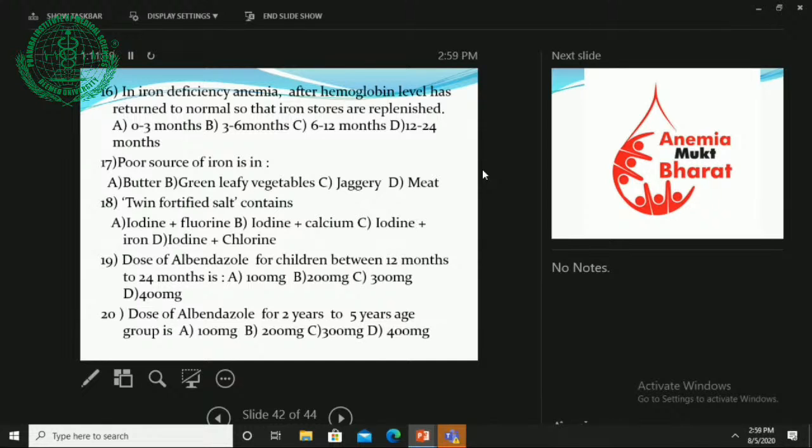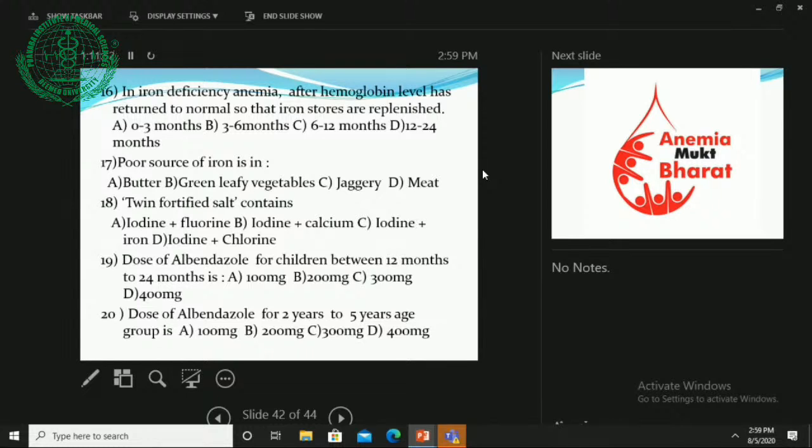Dose of albendazole for children between 12 months to 24 months is 100 milligrams, 200 milligrams, 300 milligrams, 400 milligrams. Here the right answer is 200 milligrams. Dose of albendazole for 2 years to 5 years age group is 100 milligram, 200 milligram, 300 milligram, 400 milligram, and the right answer is 400 milligram. So these were the MCQs which appeared in the NEET exam.